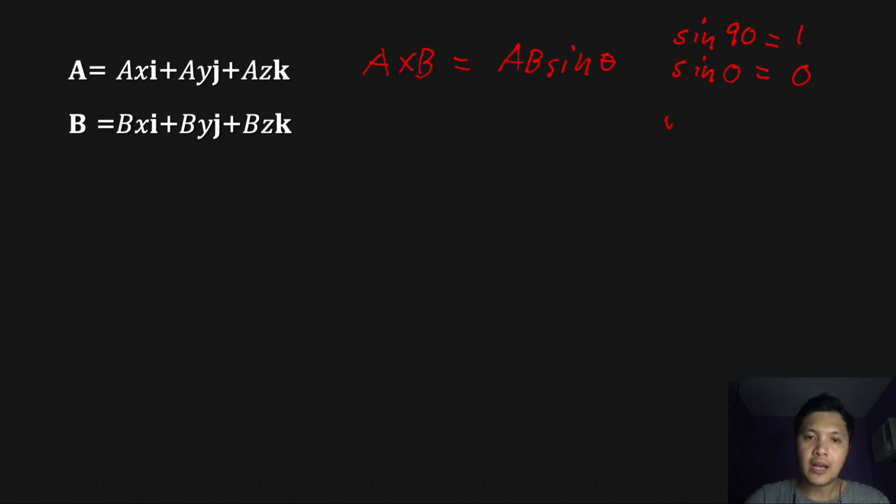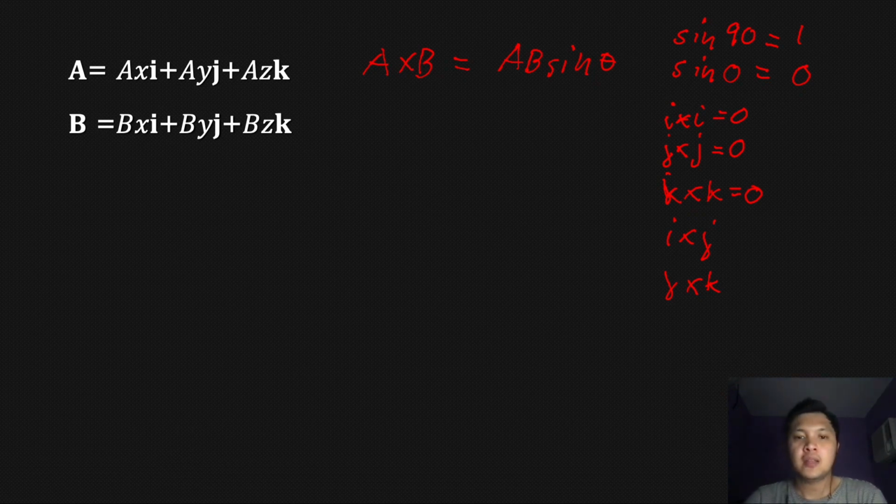Therefore, if we have I cross I, I has the same direction as I, so the angle between them is 0, therefore I cross I is 0. Similarly, J cross J is also equal to 0, and K cross K is also equal to 0. Now what if we have I cross J, J cross K, and then K cross I?